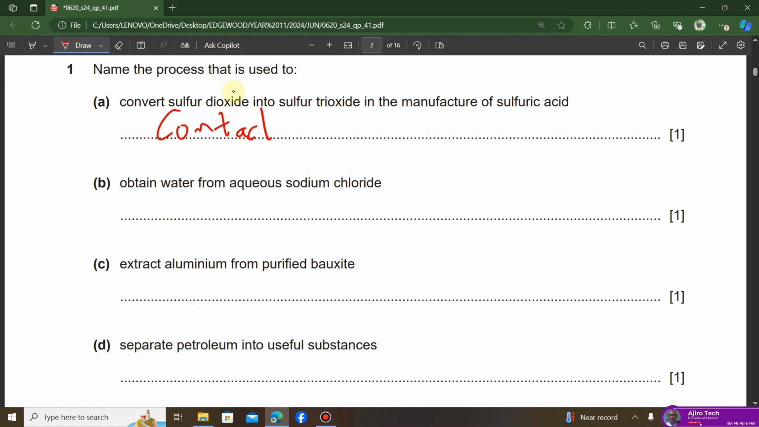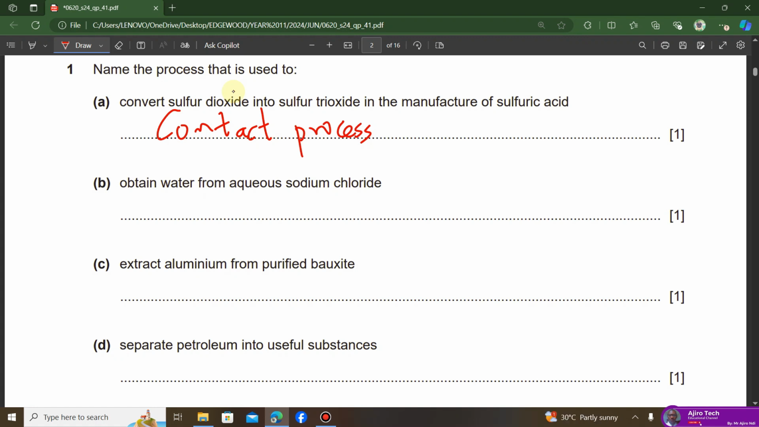The contact process is used for the manufacture of sulfuric acid, where you roast sulfur dioxide in air to obtain sulfur trioxide, using vanadium(V) oxide as the catalyst, a pressure of about 2 atm, and a temperature of about 450 degrees Celsius. That's basically the second step in the manufacture of sulfuric acid, and that's titled the contact process.